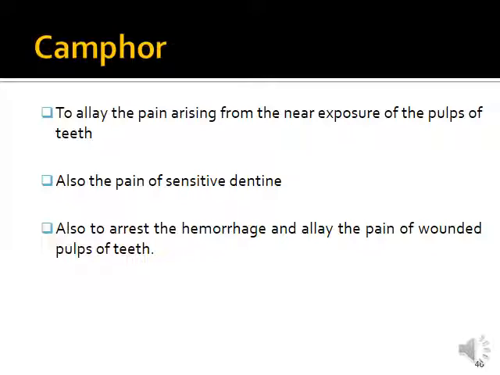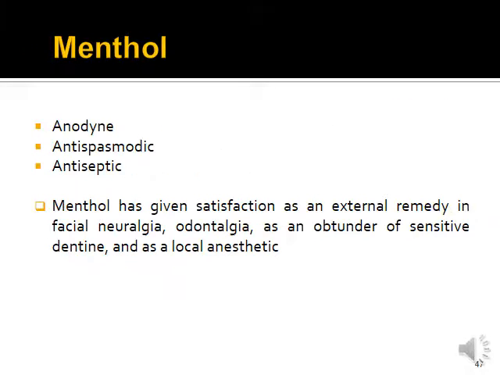Camphor is used to allay the pain arising from the near exposure of the pulp of the teeth, also the pain of sensitive dentine, and to arrest hemorrhage and allay the pain of a wounded pulp. It is an anodyne, antispasmodic and antiseptic. Menthol has given satisfaction as an extreme remedy in facial neuralgia, odontalgia, as an obtunder of sensitive dentine, and as a local anesthetic.